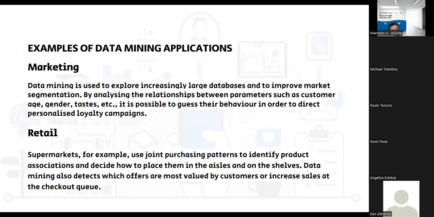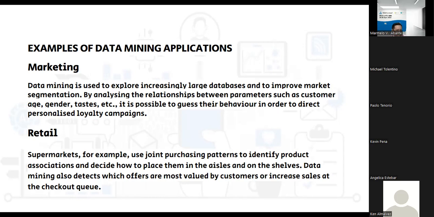So now let's proceed with examples of data mining applications. First, marketing. Data mining is used to explore increasingly large databases to improve market segmentation by analyzing the relationships between parameters such as customers' age, gender, taste, and etc. It is possible to guess their behavior in order to direct personalized loyalty campaigns. Data mining in marketing also predicts which users are likely to unsubscribe from a service, what interests them based on their searches, or what a mailing list should include to achieve a higher response rate.